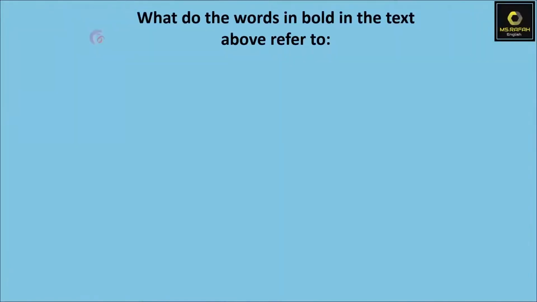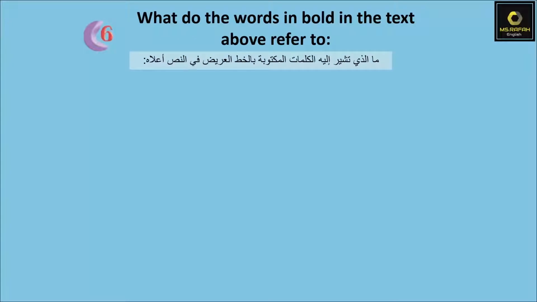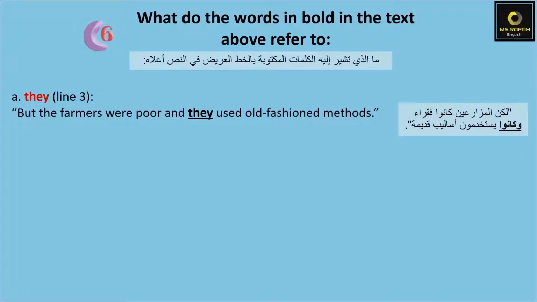Now, what do the words in bold in the text above refer to? في عنا ضمير معين لازم نعرف هذا الضمير على أي كلمة بيعود. For example, في عنا كلمة they اللي معناها هم بالجملة التالية. But the farmers were poor and they used old-fashioned methods. لكن المزارعين كانوا فقراء. مين اللي كان فقير؟ المزارعين، الفارمرز. وهم استخدموا أساليب قديمة. مين هم؟ المزارعين. إذن they refers to farmers.